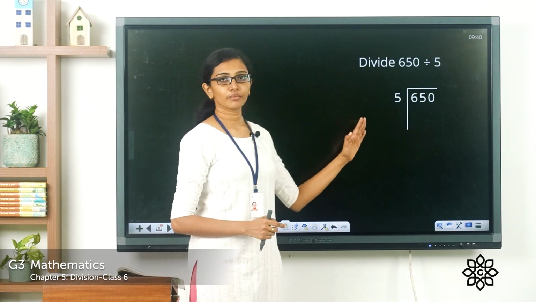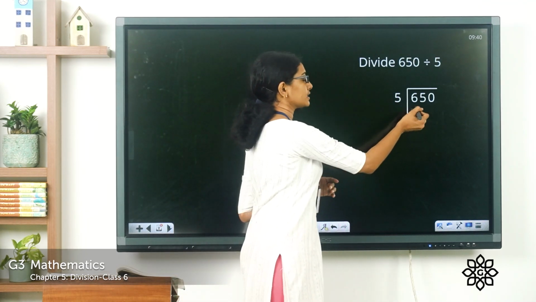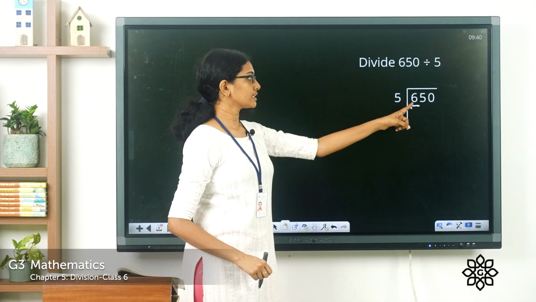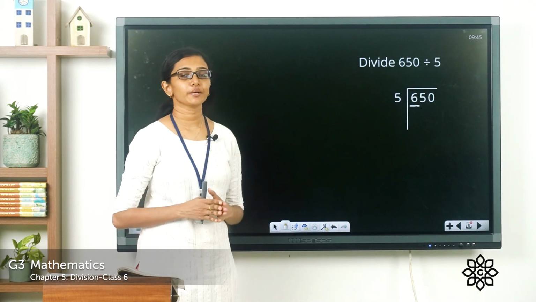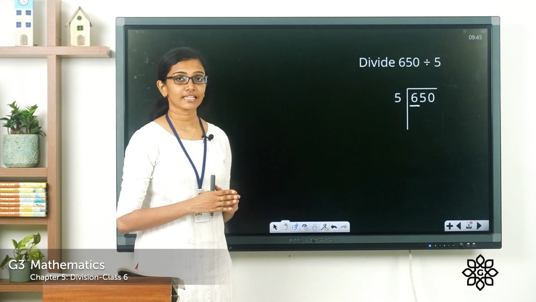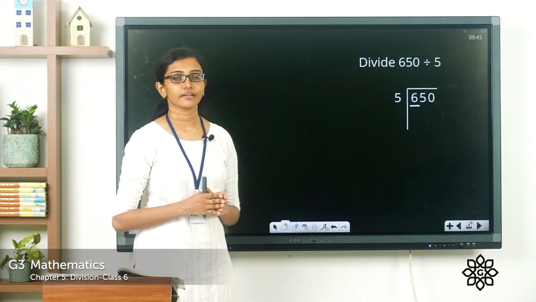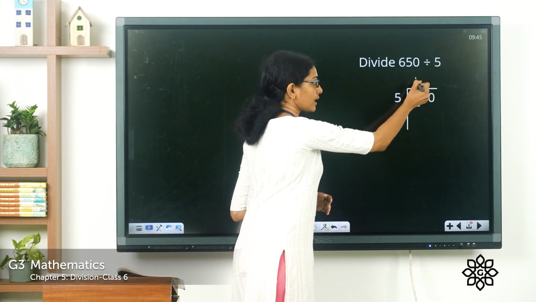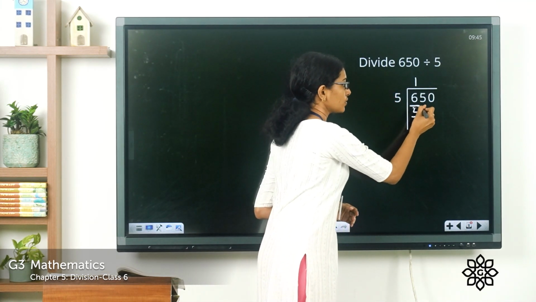We have written the numbers in the proper way. So first consider the first digit of the dividend, which is number 6 here. Then we have to divide this 6 by the divisor 5. 6 divided by 5. And let's recite the table of 5. 5 ones are 5, but 5 twos are 10. So let's take 5 ones are 5 and write that 1 here. Now 1 into 5 is equal to 5.